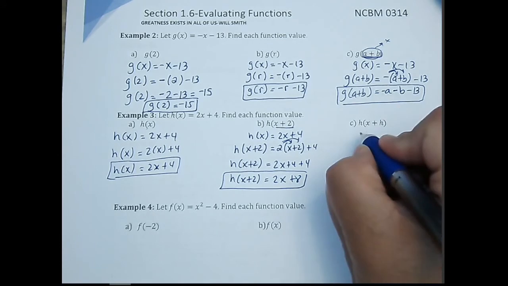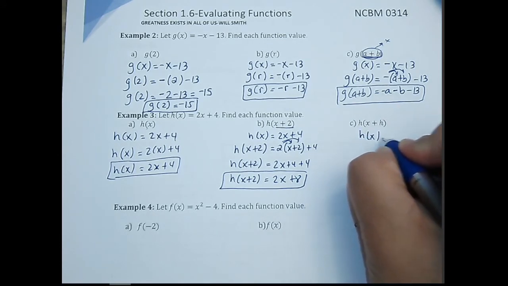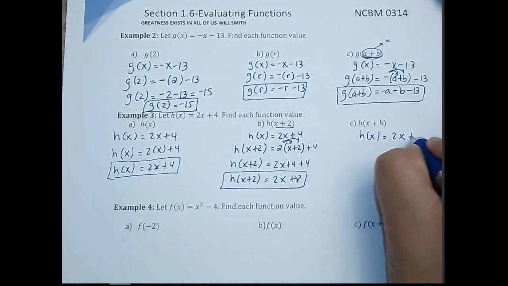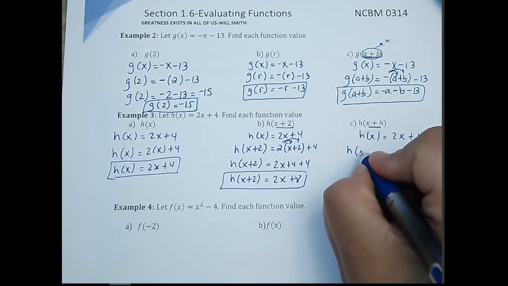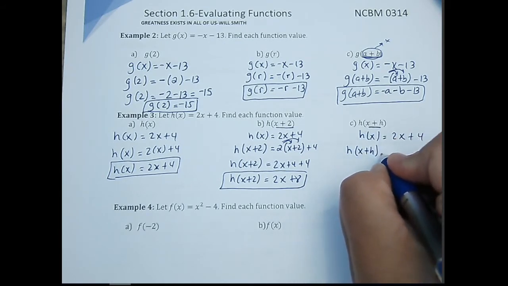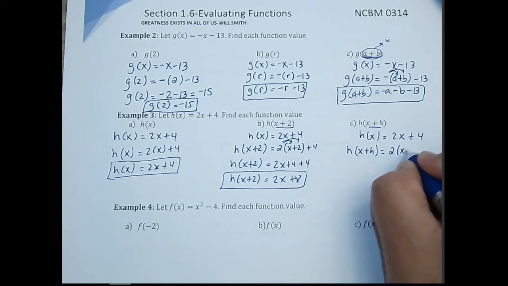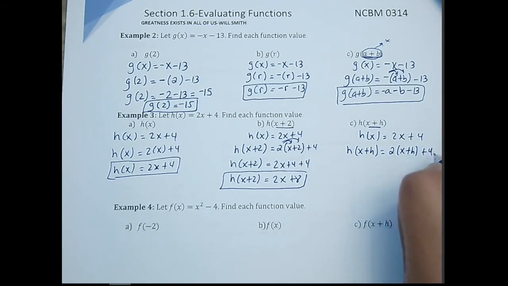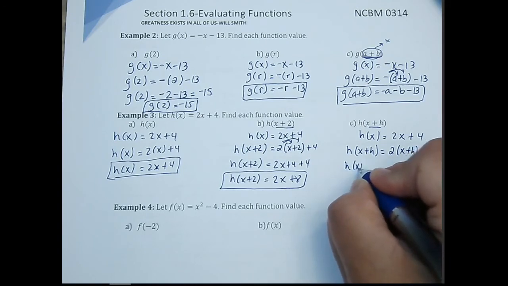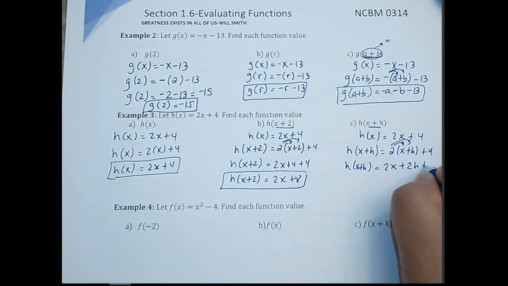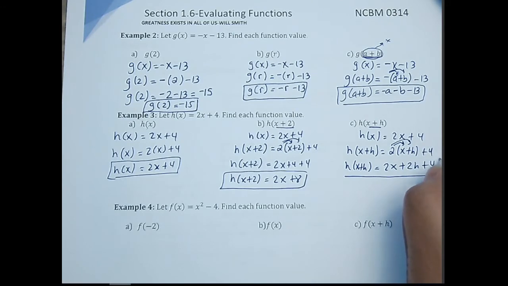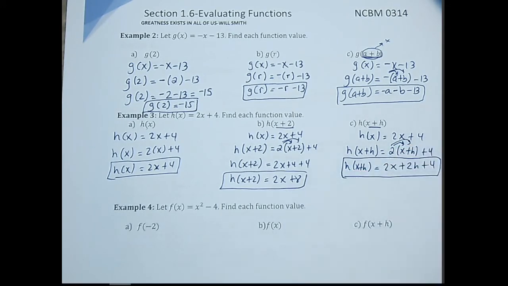Letter C. Let's write the function down. So now for letter C, I'm going to replace x with x plus h. So anywhere you see an x, we replace it with x plus h. I'm going to simplify. So I'm going to distribute the 2. 2 times x is 2x, plus 2 times h is 2h plus 4. I cannot combine any terms, so this would be my final answer.